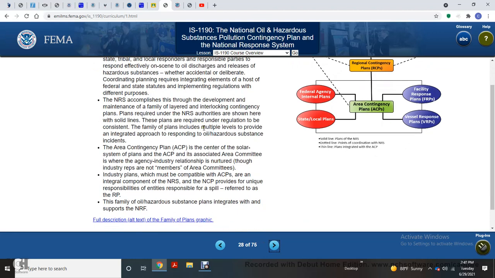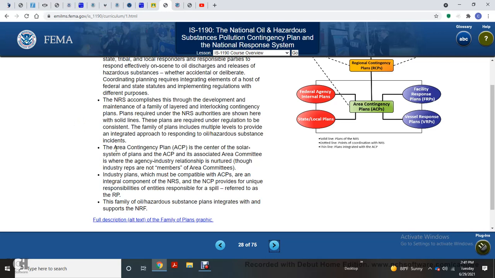The National Response System accomplishes this through the development and maintenance of a family of layered, interlocking contingency plans required under the National Response System. Authorities are shown here in solid lines. These plans are required under consistent regulation. The family of plans includes multiple levels to provide an integrated approach to responding to oil and hazardous substance incidents.